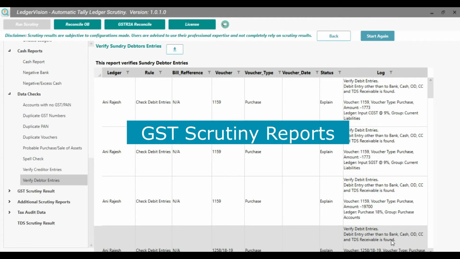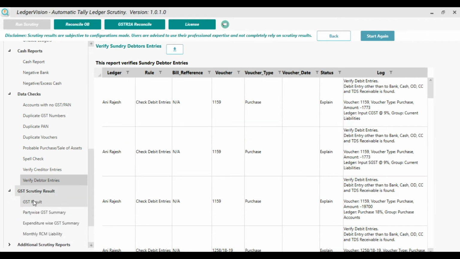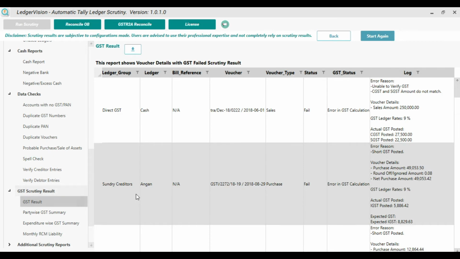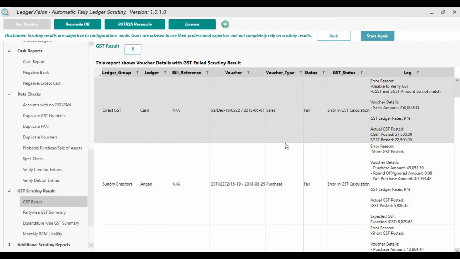Next group of reports is the GST scrutiny report. First report is GST result. So this is the scrutiny report. You can see here the software scrutinizes all the vouchers wherever GST ledgers are involved, and wherever there are mistakes as to rate, amount, applicability of GST, all are listed.